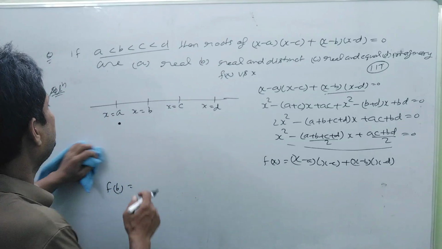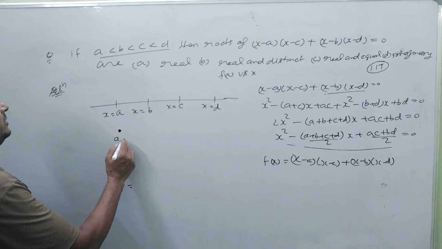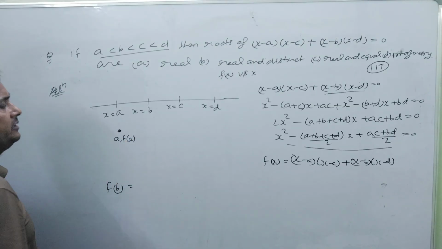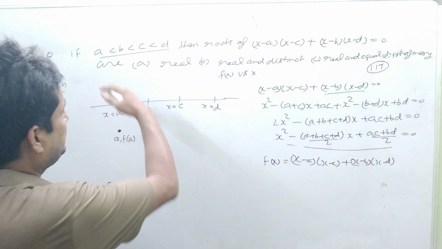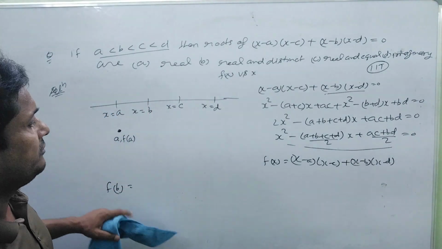This is the value. f(a) is coming negative, some negative value, the point (a, f(a)). So I have located it below the x-axis. Now find out f(b).